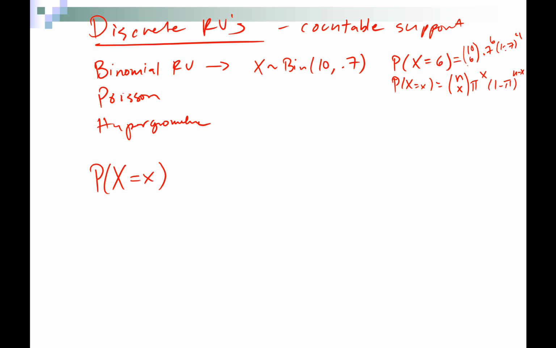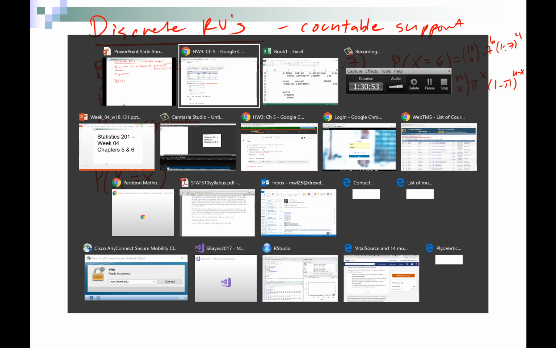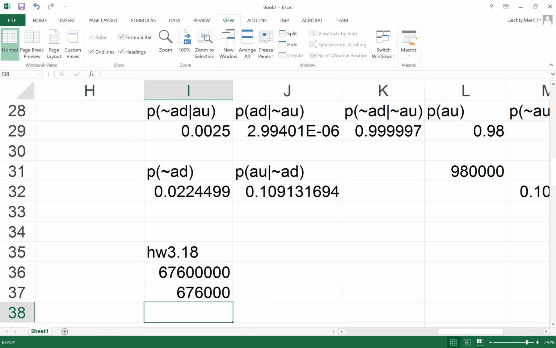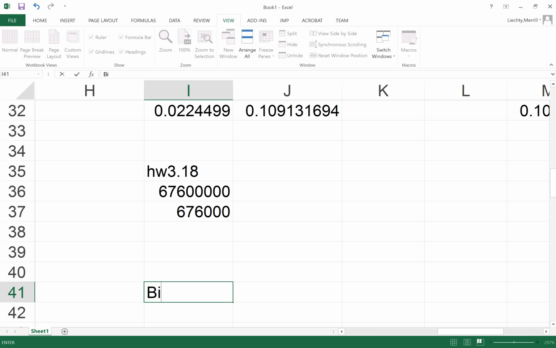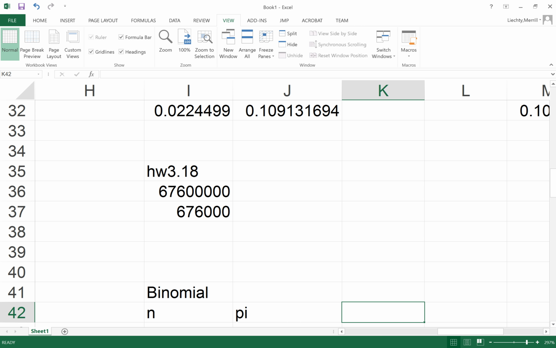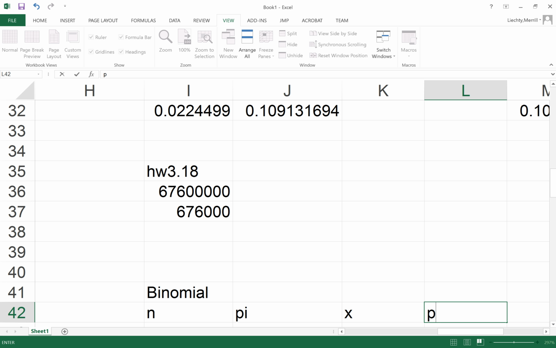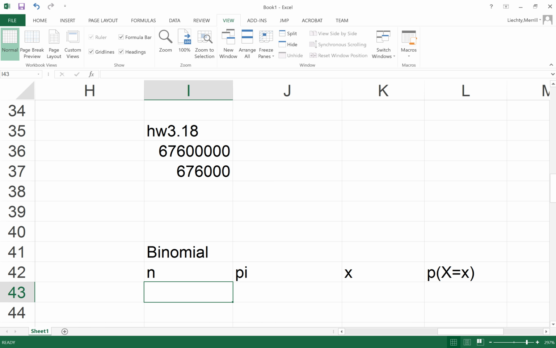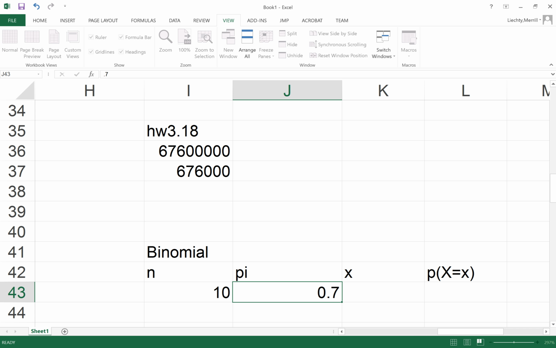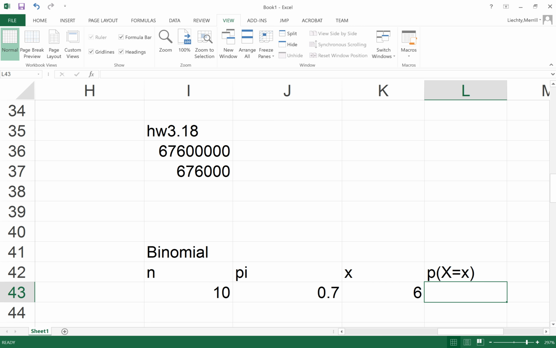So I can plug all that in. If I've got a calculator, probably I can find a function on that to do it. But the easiest way to do this is to come over to Excel. So here's n, here's pi, and here's x, and we'll say probability that x is equal to x. So I'm going to put in 10, 0.7, x is going to be 6, and now for p of x, here's the interesting thing, we're going to use a function called binom.dist.